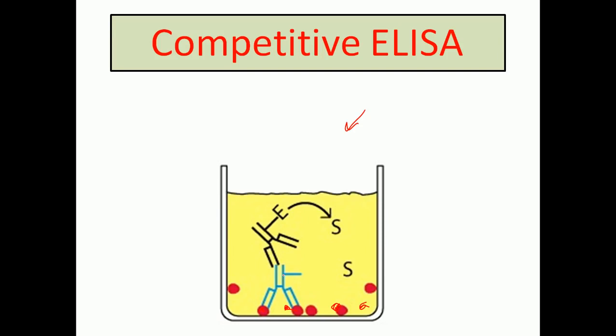As you can see, we can detect the presence of antigen, we can detect the presence of antibody. But the best thing about ELISA is that it is quantitative in nature. That means we can actually tell how much antibody is present in the sample, how much antigen is present in the sample for a particular disease. And that is the most important point.